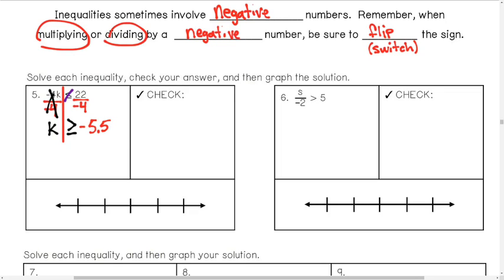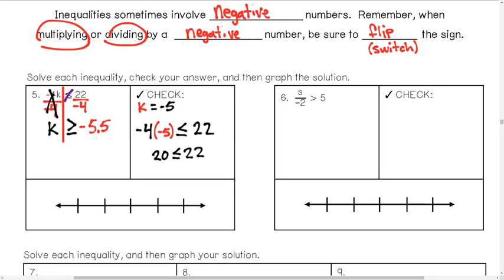To check my work, a number that's larger than -5.5 would be -5. I then rewrite my problem. Instead of writing k, I will write -5. So then I can put in -4 times -5, which is 20, and 20 is less than or equal to 22. So we did correct work over here.